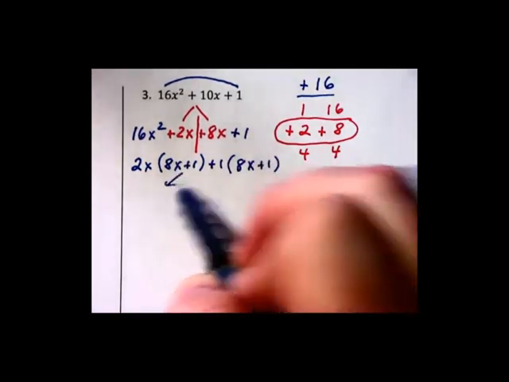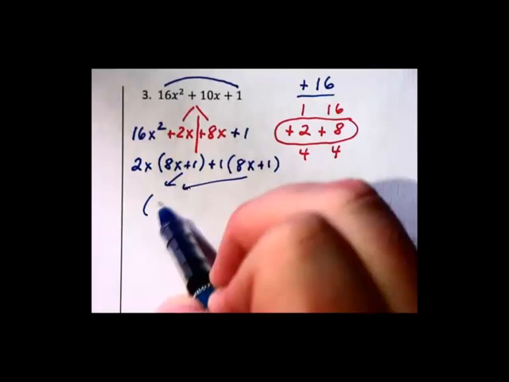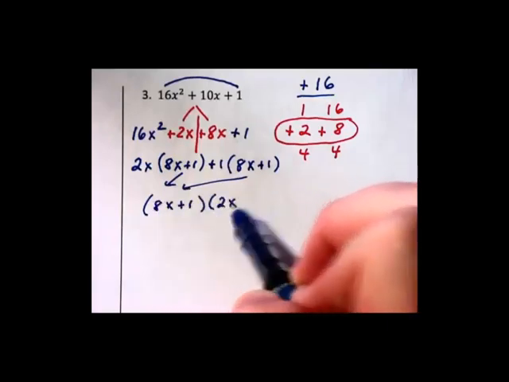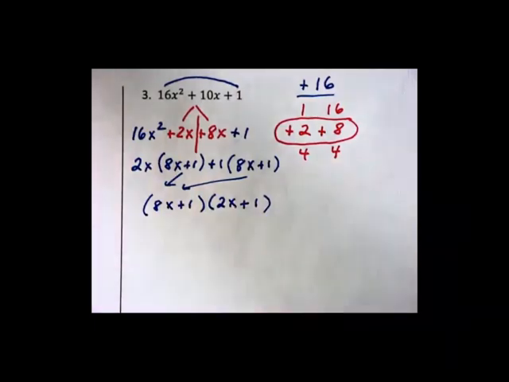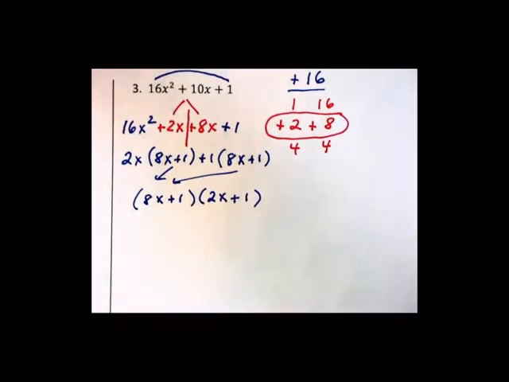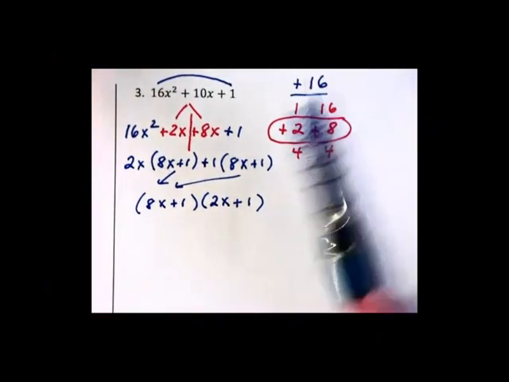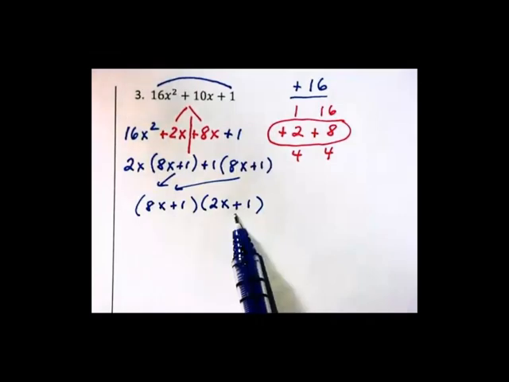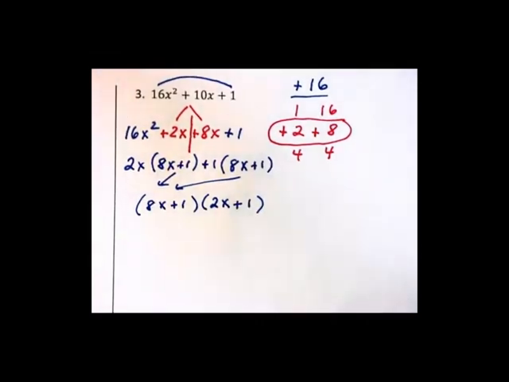And seeing the 8x plus 1 in each half of the problem, I will factor that out and have 2x plus 1 left over for my other parentheses. Now, that worked pretty well, but again, going back to just the guessing method, multiplying to 1, we knew it had to be a 1 and a 1. And I think half the problem was already solved at that point.